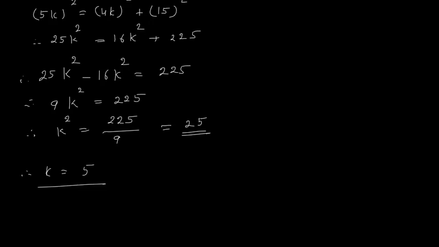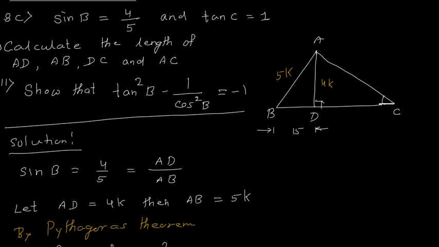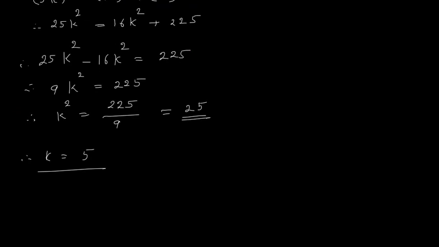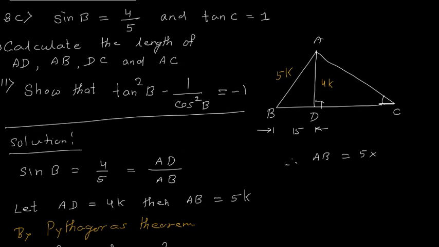So as we get the value of k here, therefore the value of AB is 5 into k. So the k we got 5, so it is 5 into 5, which is 25, and the value of AD is 4 into 5, so 4 fives are 20. So I got the value of AB and I got the value of AD.